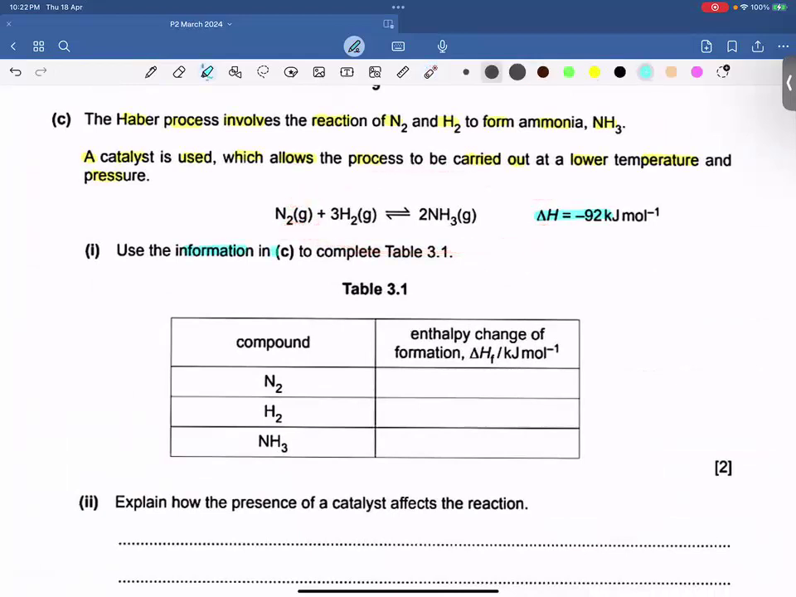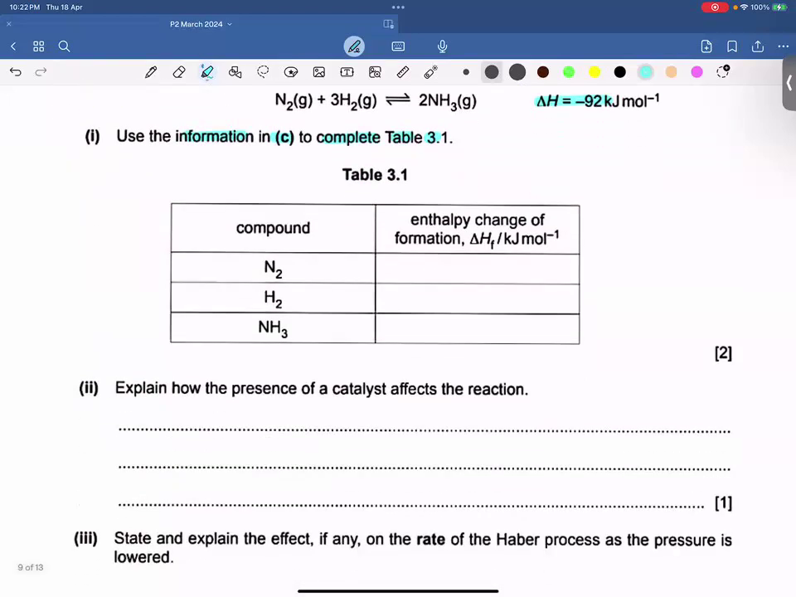Use the information in C to complete table 3.1. Seems like a strange question to me because enthalpy change of formation is not given, which means we need to find out these values. And according to my lecture, the standard enthalpy change of formation of diatomic molecules is always 0. And we need to find out the value by using this one.